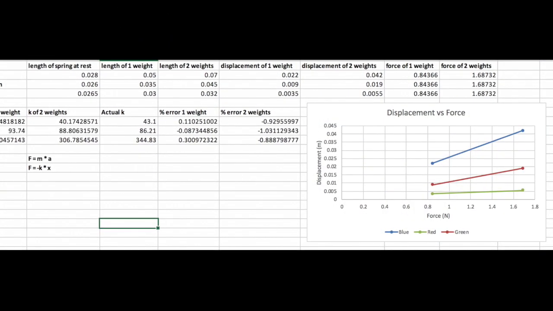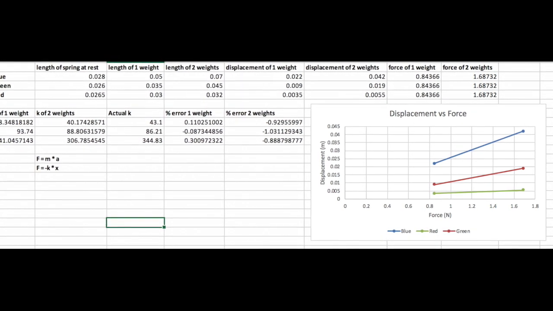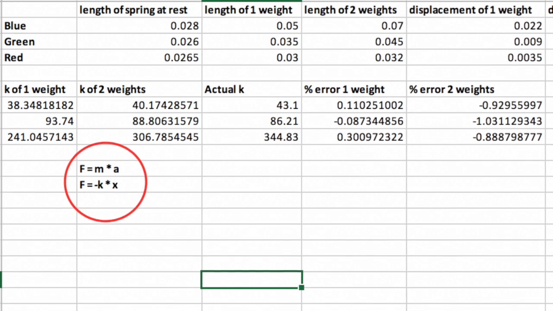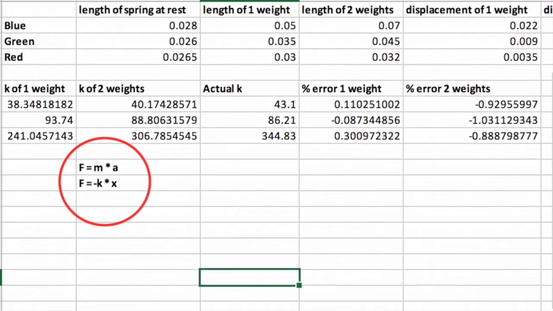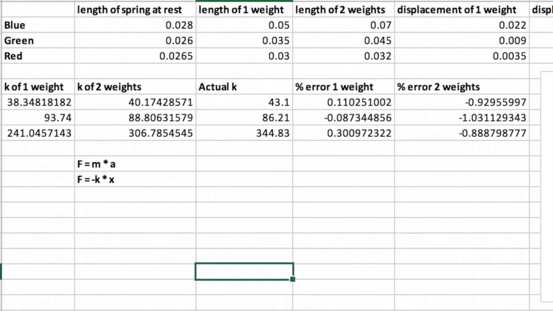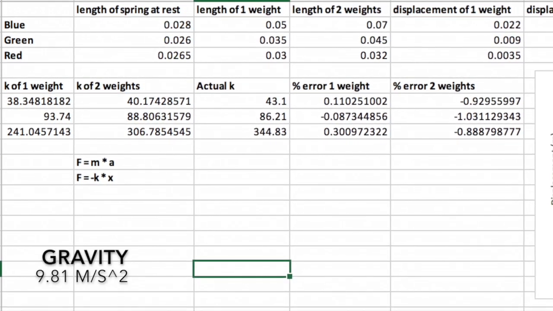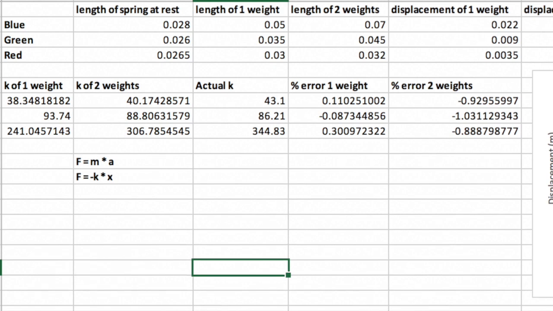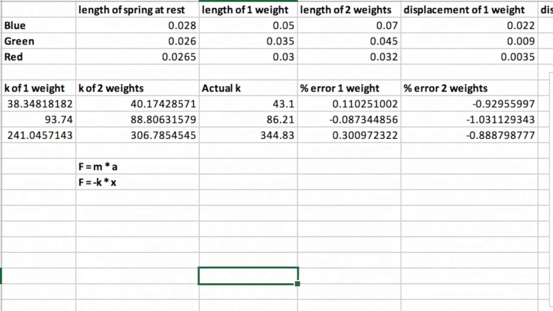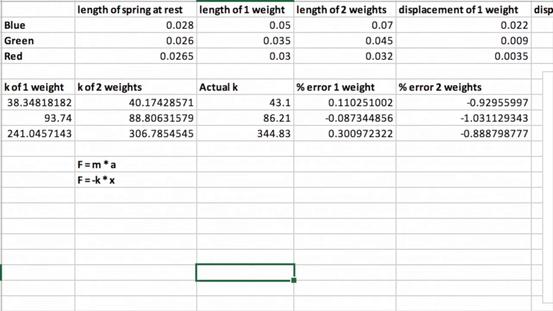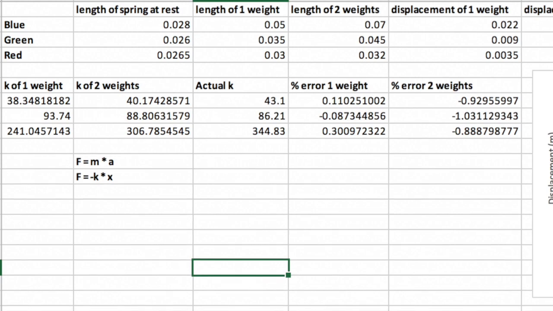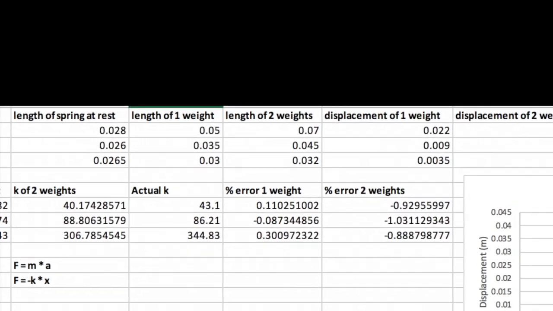Measurements of displacement and mass from the experiment were plugged into an Excel spreadsheet. The force exerted on each spring was calculated using F equals ma, where m is the mass in kilograms of the object attached to the springs, and a is the acceleration due to gravity, approximately equal to 9.81 meters per second squared. It's important to note that although these values shown are positive, the acceleration due to gravity causes a downward force, which means the experimental forces were actually negative. For the purpose of showing the relationship between force and displacement, the absolute values of the forces are displayed.